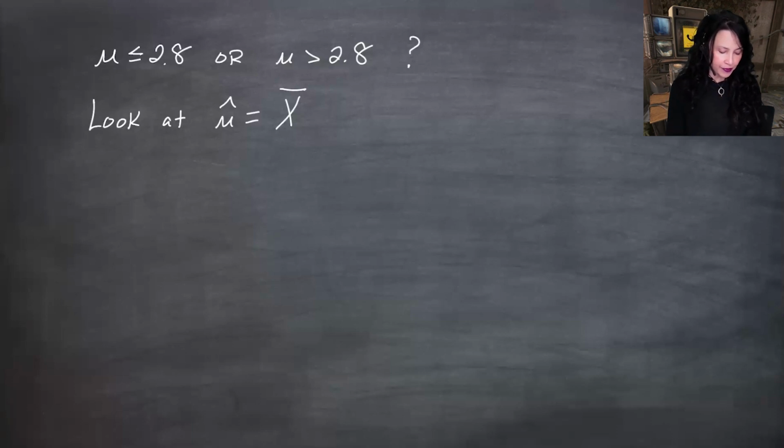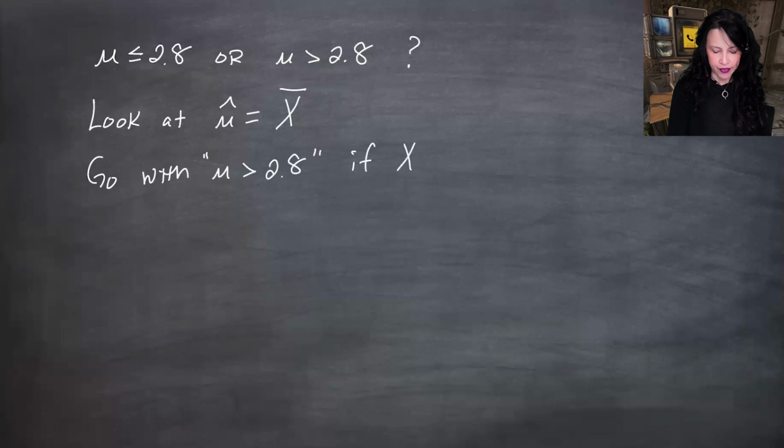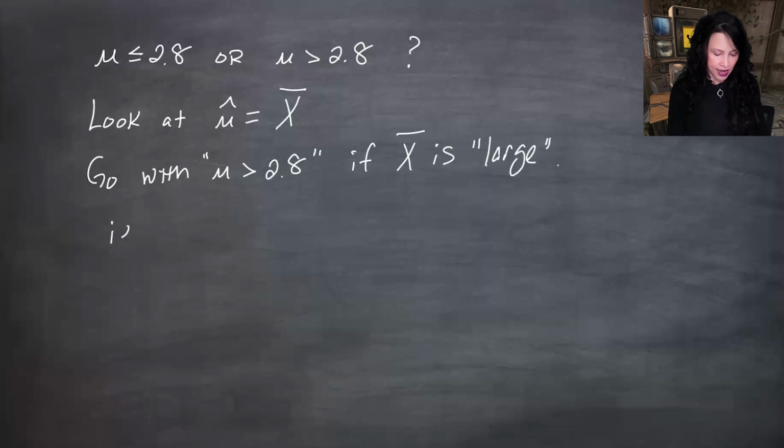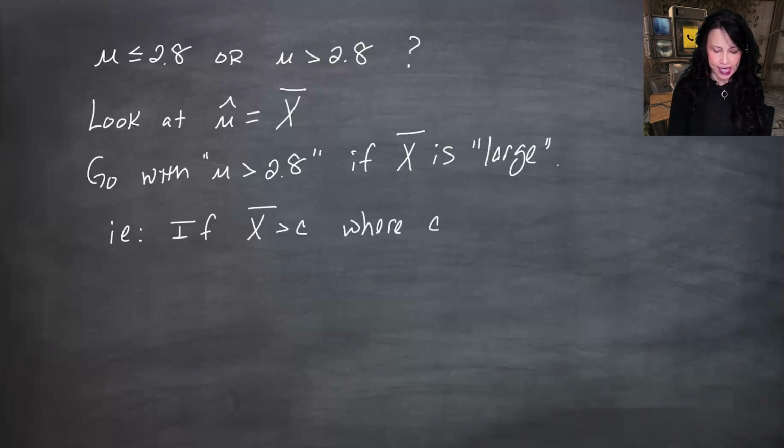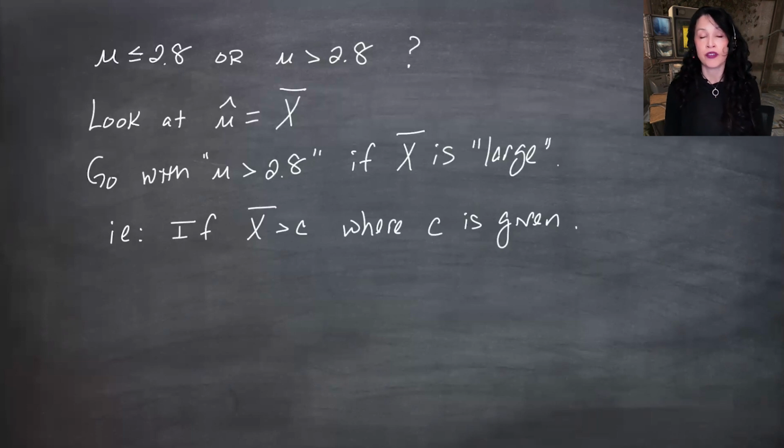And so I think we're going to go with the conclusion that mu is greater than 2.8 if x bar is large in some sense, and we need to figure out exactly how large is large, i.e., if x bar is greater than a constant c, where c is given, so that we give someone with data the recipe to draw the conclusion.